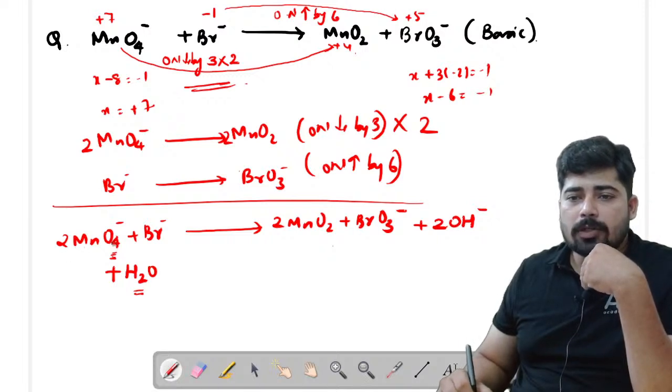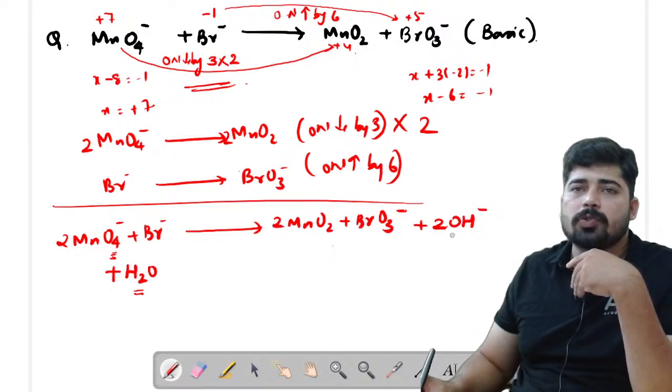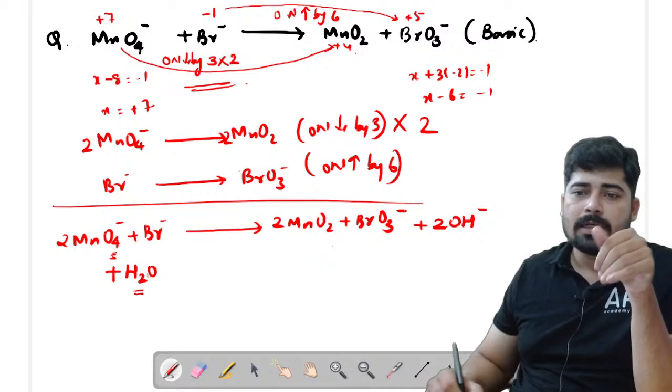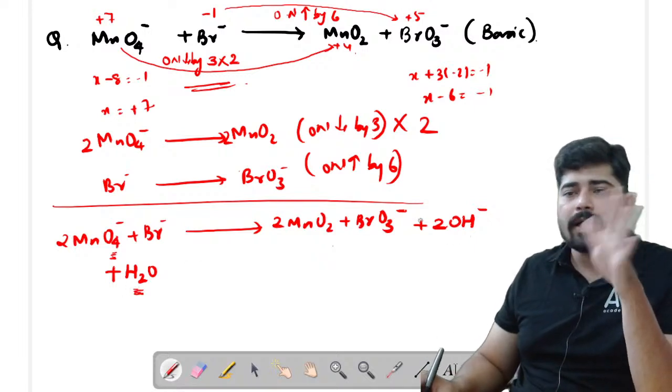balanced. So 8 oxygen here plus 1, 9 oxygen. Here 4 plus 3, 7, 7 plus 2, 9 oxygen. It is balanced. Now hydrogen, H2, here also 2H. So hydrogen is also balanced.